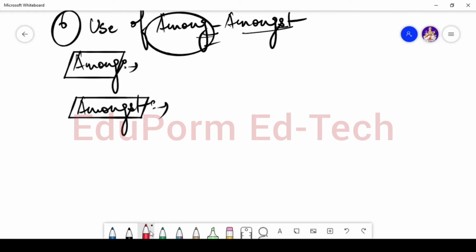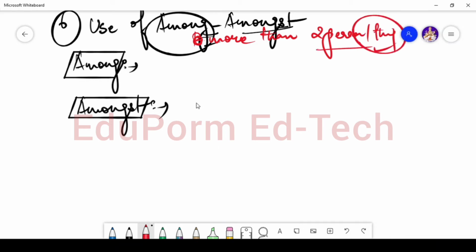Okay, now let's consider when we are going to use among and amongst. Both of them we already considered. We already have told one thing, that both are used when we are talking about more than two persons or things. Okay? More than two persons or things. But what's the difference between among and amongst? Both of these will always be used whenever we are considering more than two. It can be anything, person, thing, or object, anything. So what is the difference between the two?